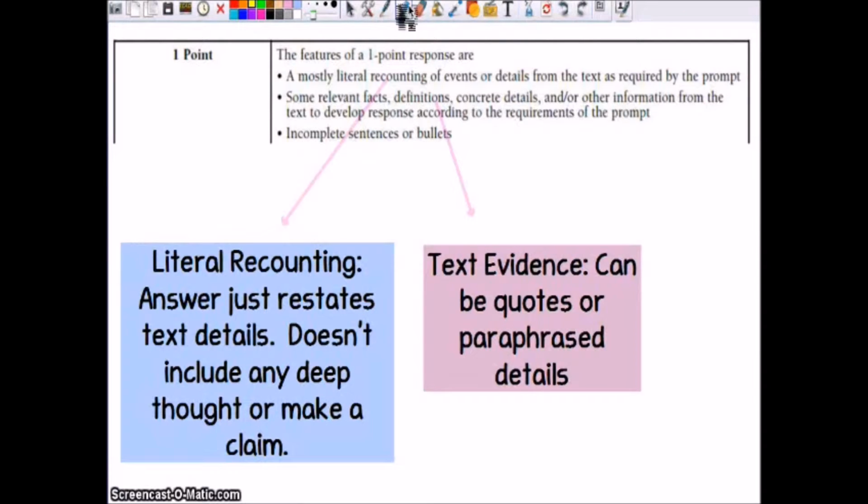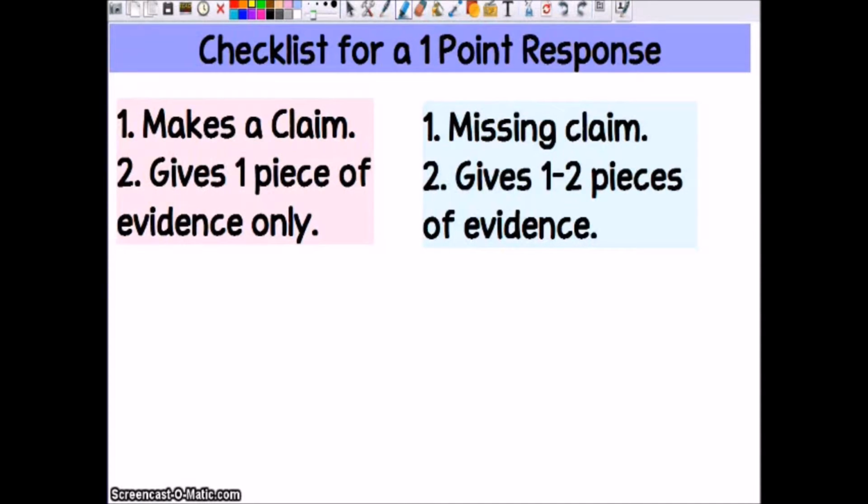For your text evidence, there would be some text evidence. However, it would not be the required amount, meaning if you are supposed to use 2 pieces of text evidence, you might only have included 1 piece of text evidence. And in terms of grammar and spelling, there might be incomplete sentences, or instead of writing a paragraph, you might have just listed the details using bullets. So for a checklist, a 1 point response would either be a response where you've made a claim and only gave 1 piece of evidence, or a response where you have not made a claim, but you've given 1 to 2 pieces of evidence from the text.